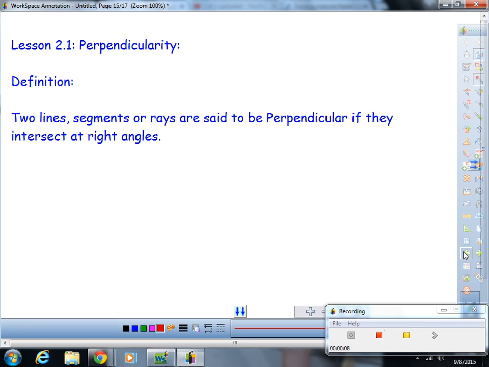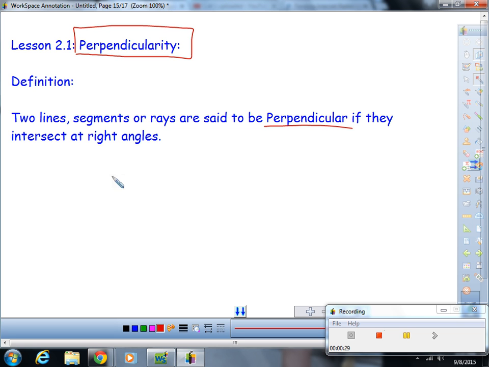All right, this is lesson 2.1, a very quick lesson on perpendicularity. Two lines, segments, or rays are said to be perpendicular if they intersect at right angles. Okay? You could also write that in if-then form: if two line segments or rays are perpendicular, then they intersect at right angles. Or you could say if two line segments or rays intersect at right angles, then they are perpendicular. So you can see that this indeed is a definition because it is reversible.